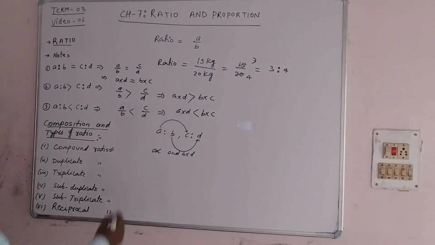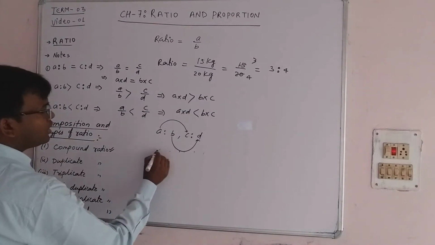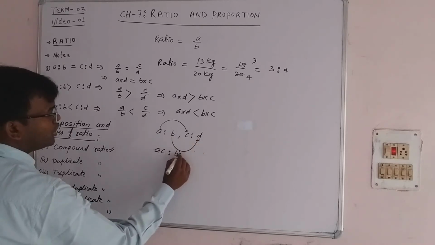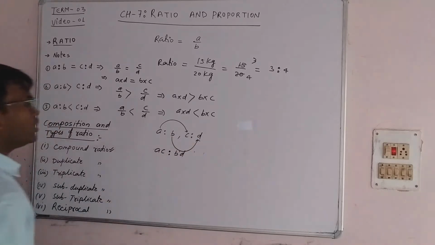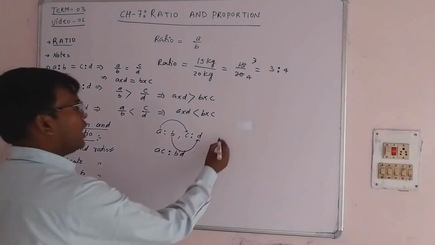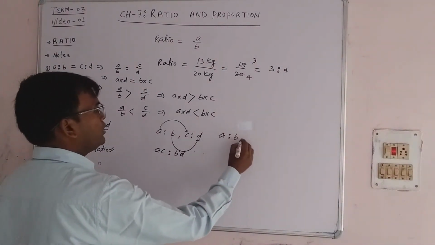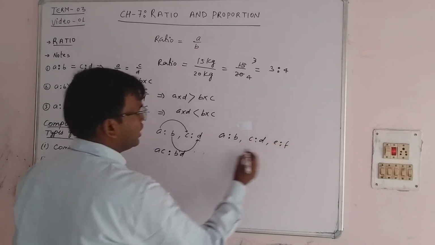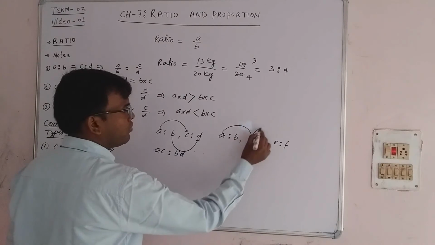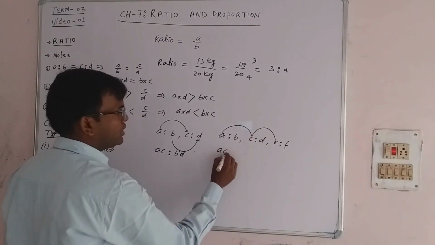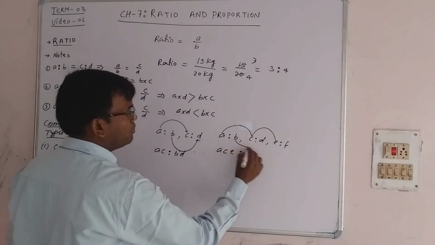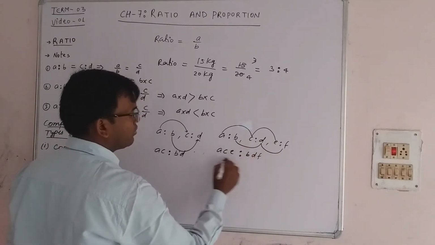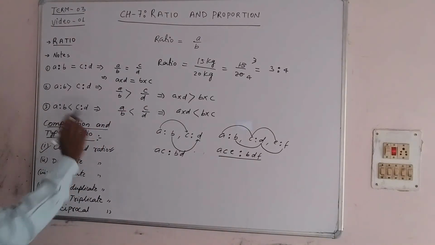Or you can write this as A into C is to B into D. This is called a compound ratio. Suppose there are three ratios: A is to B, C is to D, E is to F. Then the first components will multiply, so A, C, E is to B, D and F, that is B into D into F. This is called the compound ratio.